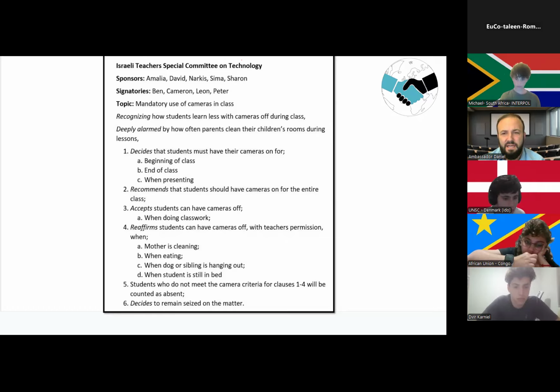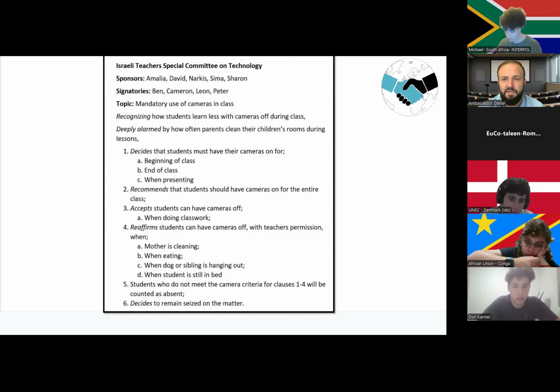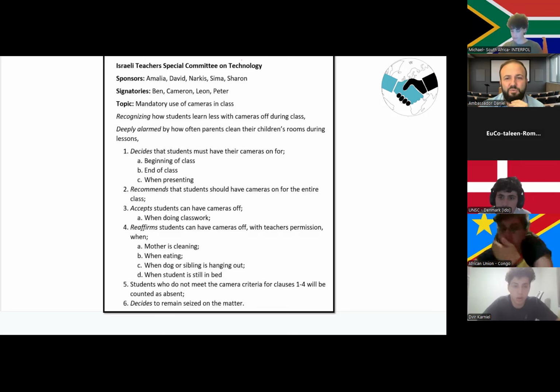Okay, decides students must have their cameras on. Okay, then it says when. 2 is a recommendation. We recommend they have them. They must have them on beginning, end, and when presenting. We recommend for the entire class. We accept the cameras can be off during classwork. See the difference here? What do we require? What do we recommend? And what do we accept? All of these are operative phrase words used in the way that makes it clear for us.